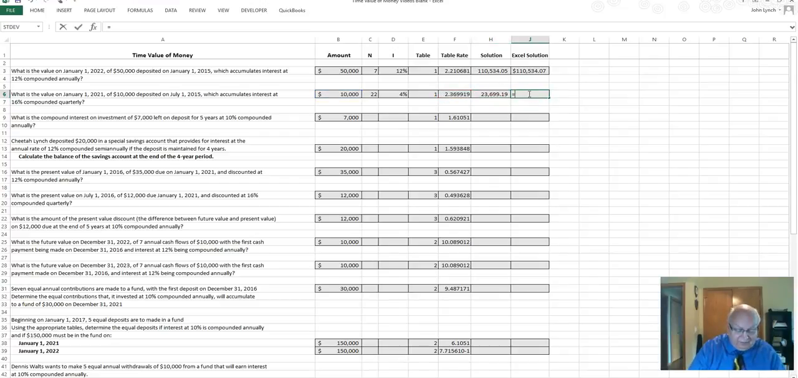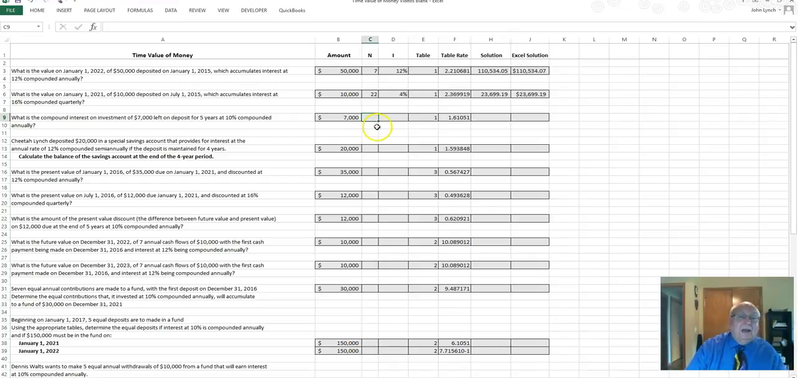Okay, for the future value, the rate is 4%, because that's what it is quarterly. Number of periods, you have 22 periods. Okay, again, 2 commas because it's a one-time payment, and a minus 10,000. And you see that it comes up to the same numbers this time.